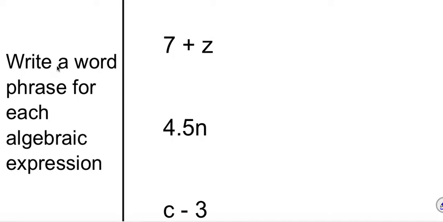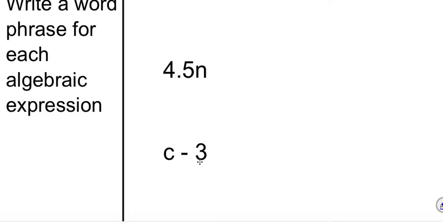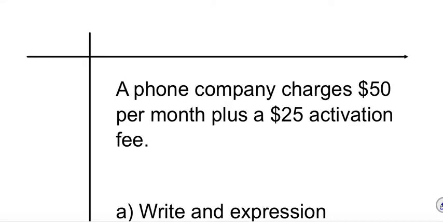You may have to write a word phrase for these. When I write a word phrase for these, it's going to be something such as 7 plus Z, 7 more than a number. This might be 4.5 times n, the product of 4.5 and n, the product of a number and 4.5. You might have c minus 3, 3 less than a number, something along those lines.